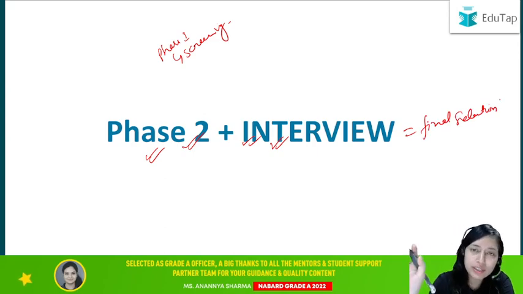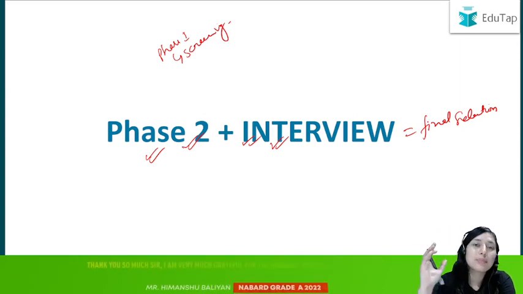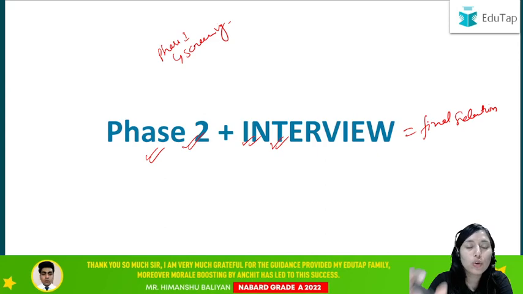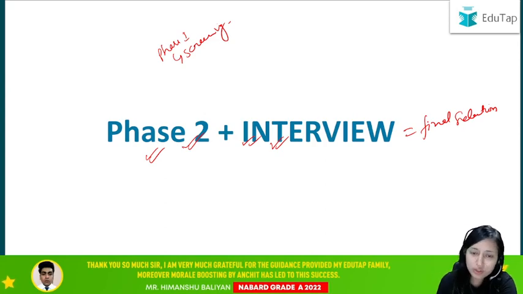So it is very important that you score very well in your phase 2 as well as perform very well in your interview, so that your overall score can be good and you can clear the final cutoff. So that was the pattern of NABARD Grade A, and now I hope you have got clarity about phase 1, phase 2 and how your overall selection is decided. So that was all, students.